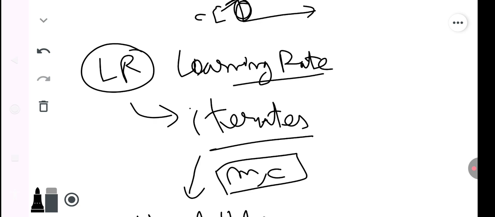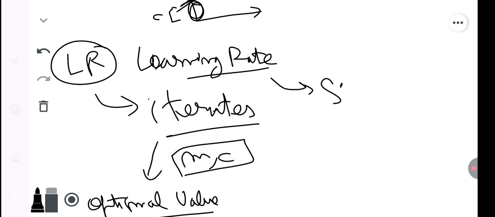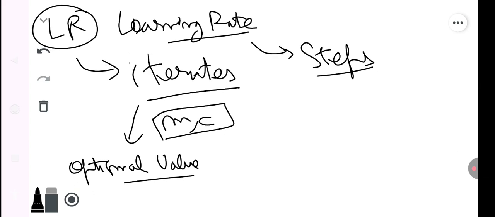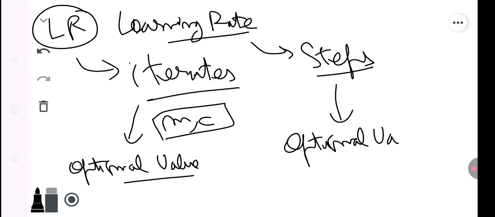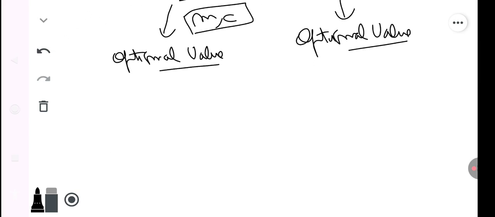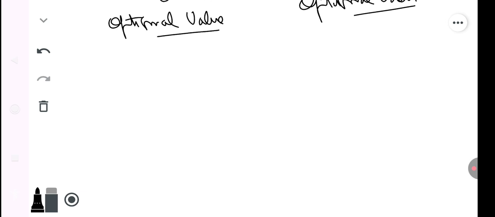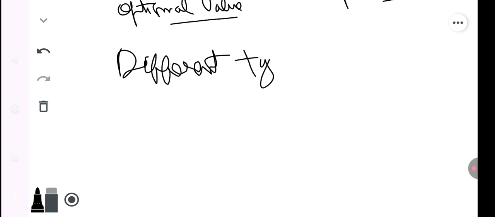And if I talk about the learning rate, I will write it here. The learning rate is the steps that are taken. Think about it as the steps required to reach that optimal value. So this is what the learning rate is. And if I talk about the steps taken, I will show you with a graph that there are different types of learning rate.